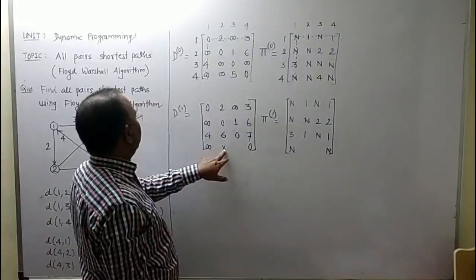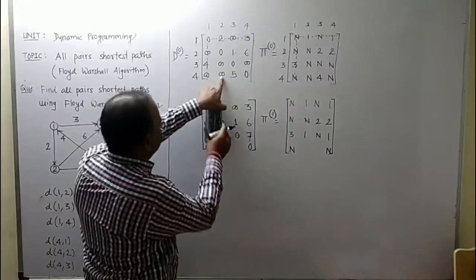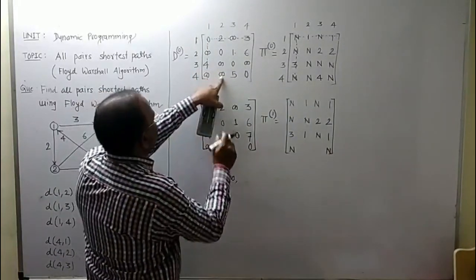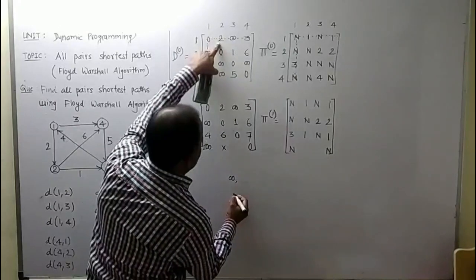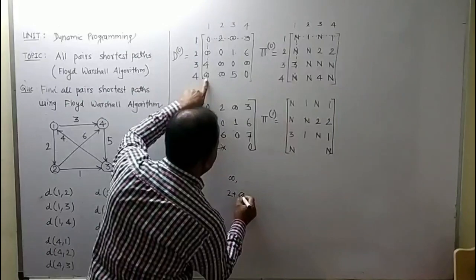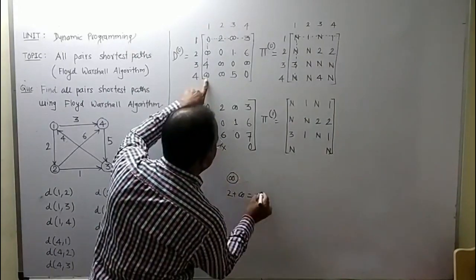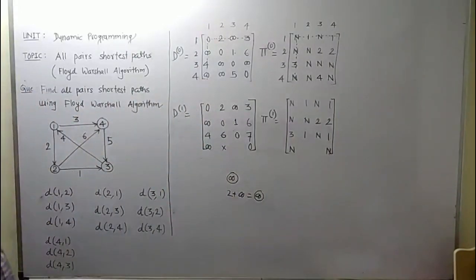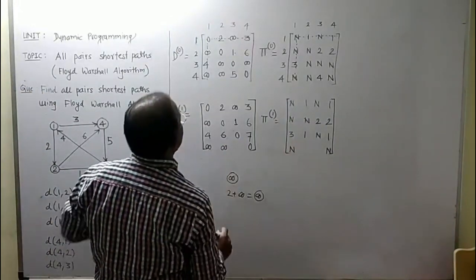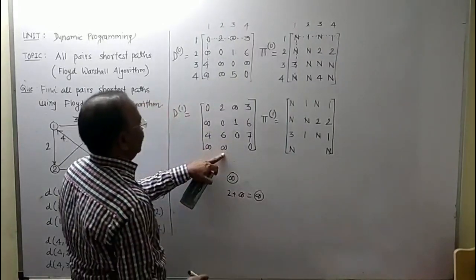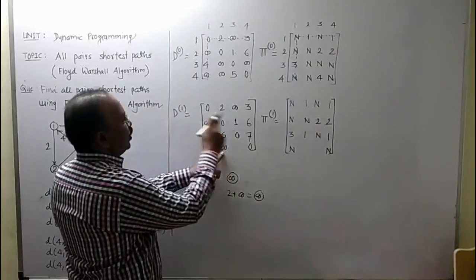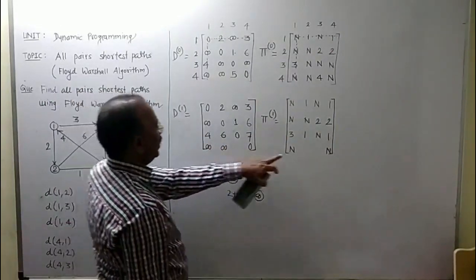Now trace the same place in D0, that is infinity. So we have got infinity as the first value. Then the second value will be 2 plus infinity, that is infinity. Means both the values are infinity. Which one is the minimum? Naturally infinity. It means that this does not change. So there is no change at this place in D1, and no change in the pi 1 at this place.